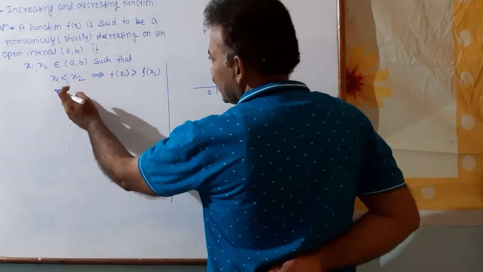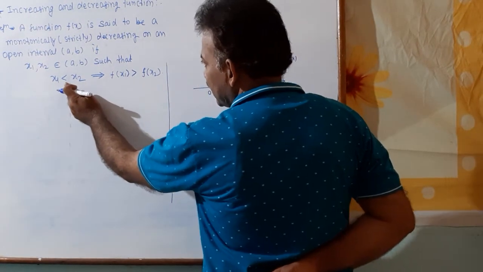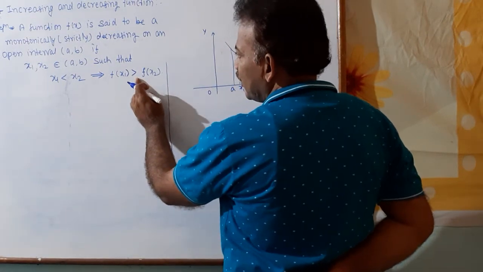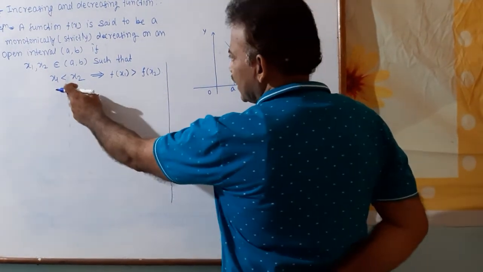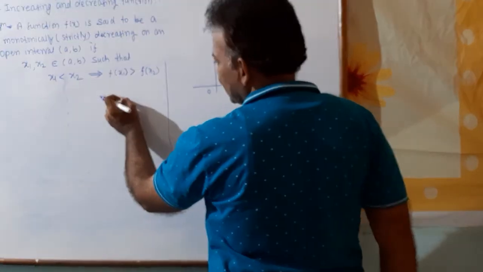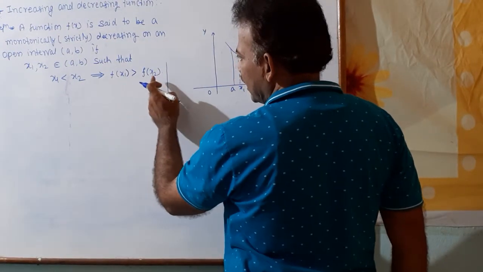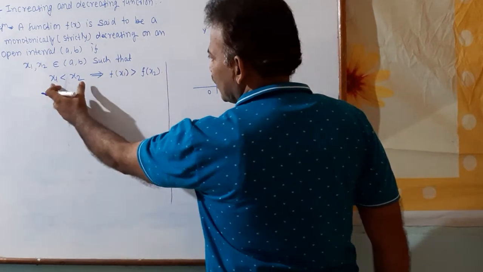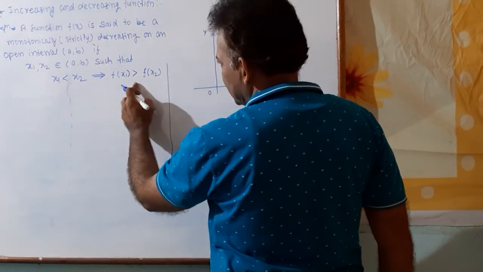In a decreasing function, see here, the less than sign becomes greater than. When we say the function is decreasing, the less than sign becomes greater than here. We have taken x1 and x2 belongs to the open interval (a, b), which implies f(x1) greater than f(x2). When we operate the function on these elements, the sign always reverses.